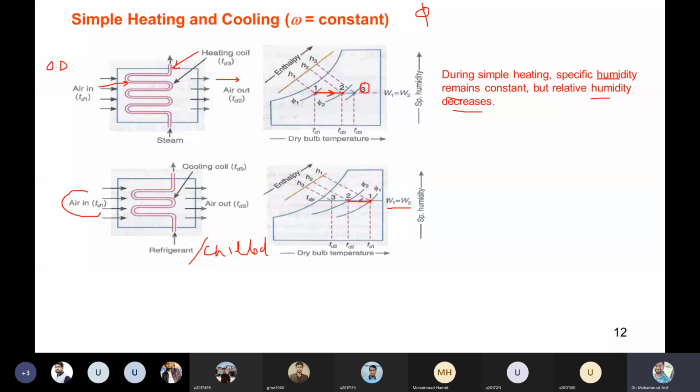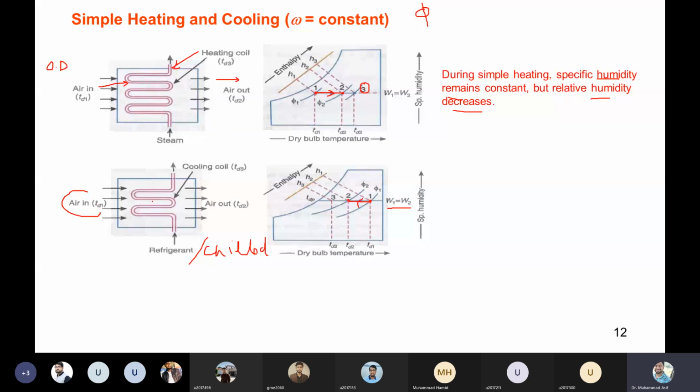If you are just cooling the room, although you are decreasing the temperature, the relative humidity is also increasing. So that's why it is recommended that during the cooling process, there should be a dehumidification process as well. That dehumidification process can only be obtained if the surface temperature of the coil is lower than the dew point temperature of the air.